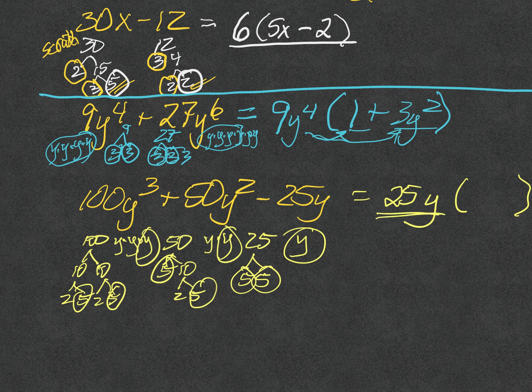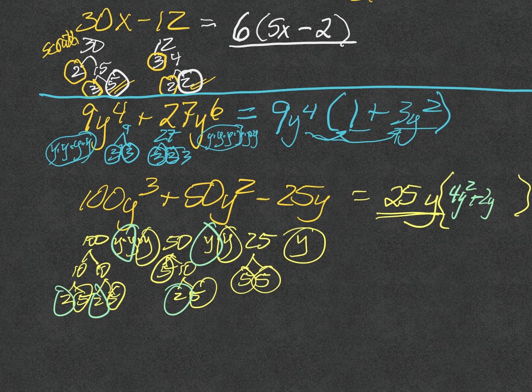And then what's left over? Well, we're going to have, let me put a little more room here. We have what's in common, and then what's left over is down here we have a 2, and a y squared, so that's going to be 4y squared. And if you multiply these two, you get 100y cubed. And then what do we have left over on the 50? We have a 2 and a y left over, so that's plus 2y. And 2y times 25y is 50y squared.